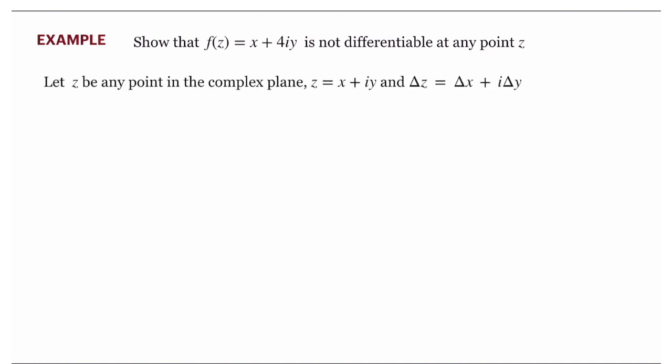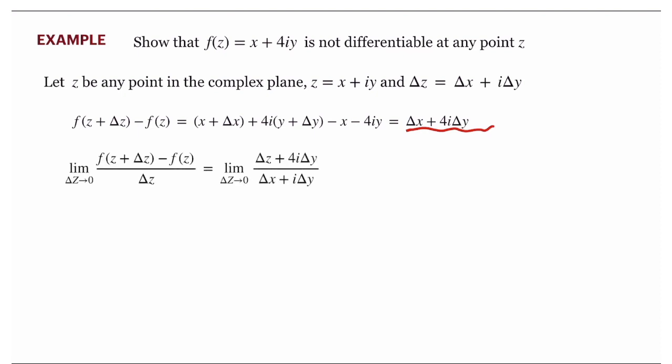Let z be any point in the complex plane, then you can write it as a real part and imaginary part. That is z is equal to x plus iy, and then delta z also can be written. That is delta z is equal to delta x plus i delta y. Now we have f of z plus delta z minus f of z. So that reduces to delta x, it's a simple linear function, so it should not be a problem, delta x plus 4i delta y.